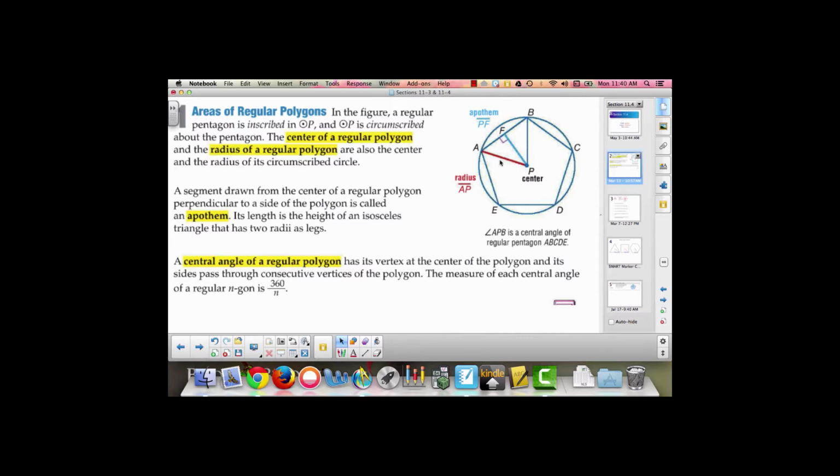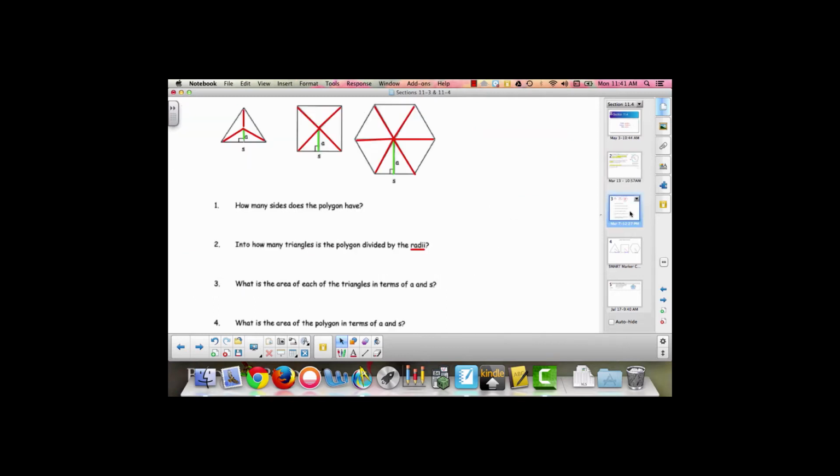Because all the central angles together add up to 360, because they would also be central angles of these circles, and every central angle is congruent, I can figure out the measure of a central angle in a regular polygon by taking 360 and dividing it by the number of sides. Alright, now you're ready to explore the area formula for a regular polygon.